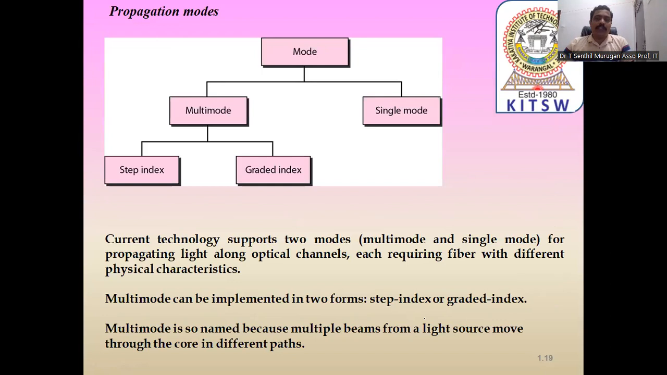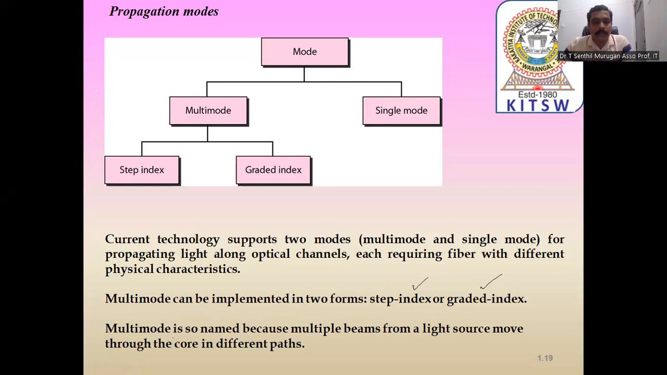So propagation modes in fiber optical cable: there are two modes, single mode and multi-mode. In single mode, we can transmit only a single signal, but multi-mode is further classified into step index and graded index. So this we will discuss in this slide. Nowadays, multi-mode can be implemented in two forms: one is step index, another one is graded index.